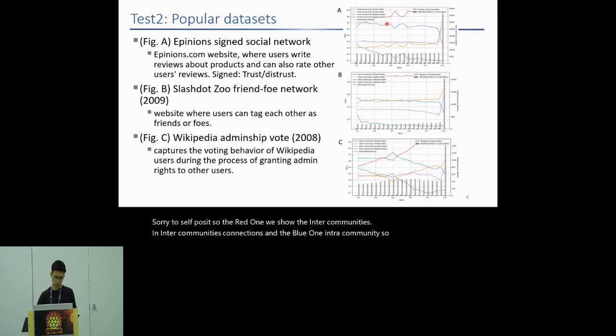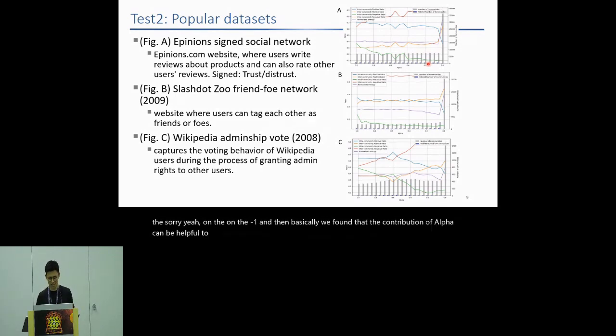It's like, the more towards the right side, it will reduce alpha, which means it will put more value on the negative one. And then basically we found that the contribution of alpha can be helpful to identify better communities. So I move forward because of time.